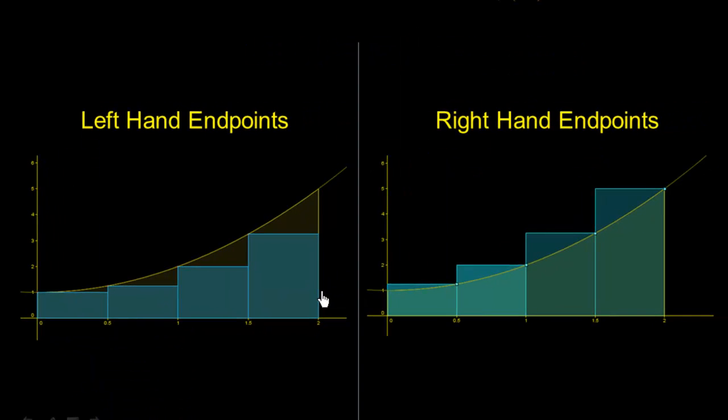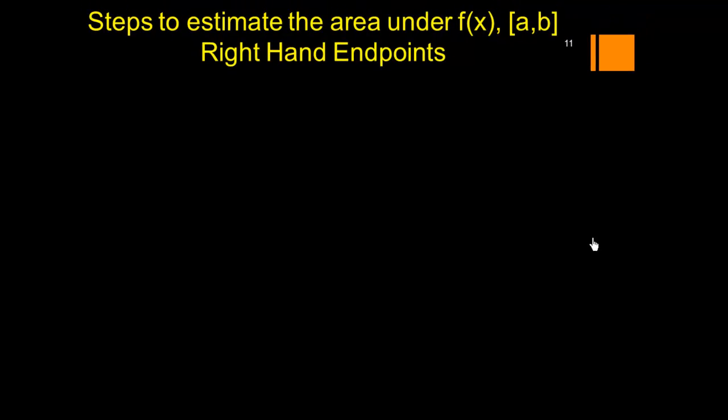Now if you put them side by side, you can see how each one is constructed. Left-hand endpoints: we use the left-hand endpoint in each subinterval to determine the height of the rectangle. And again, over here at the right-hand endpoints, we would use the right-hand endpoint. I think it's pretty clear how this works. So the steps to estimate the area using right-hand endpoints are as follows.